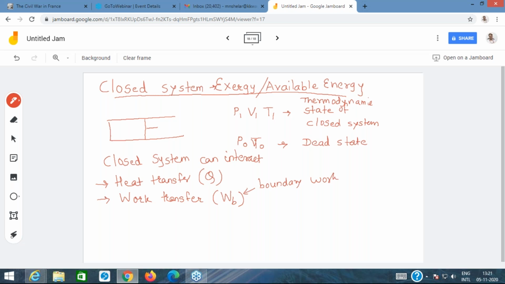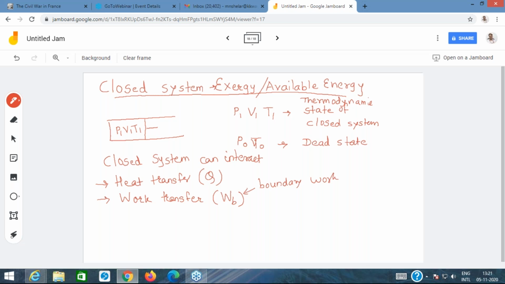The boundary moves. So this system has a certain internal energy, right? Because it is at a certain state, P1, V1, T1. Now, how much of this internal energy of the closed system is the available energy? That is our question that we are going to derive.